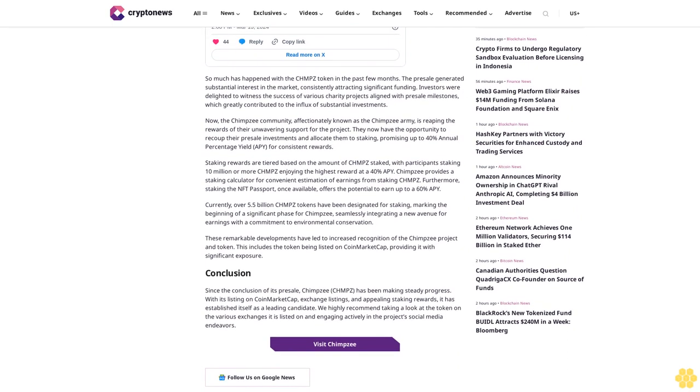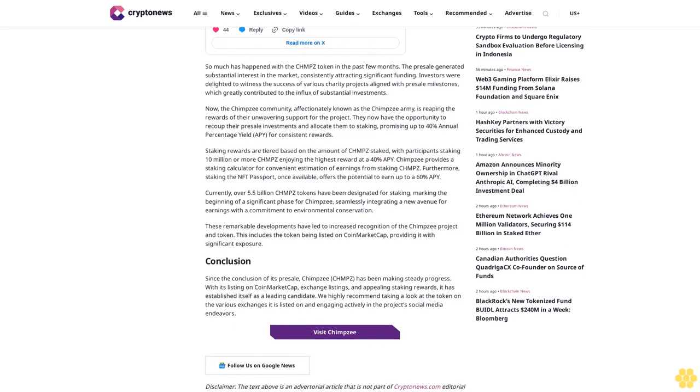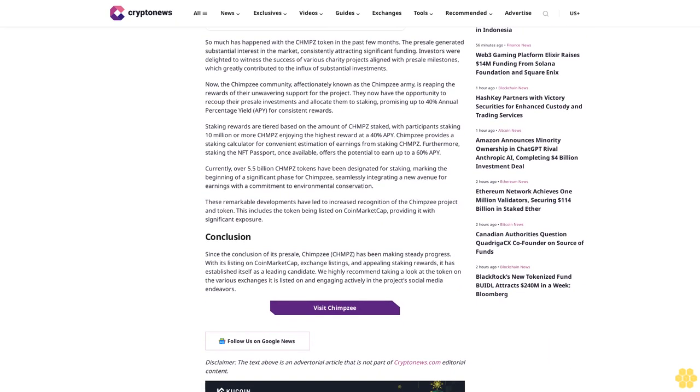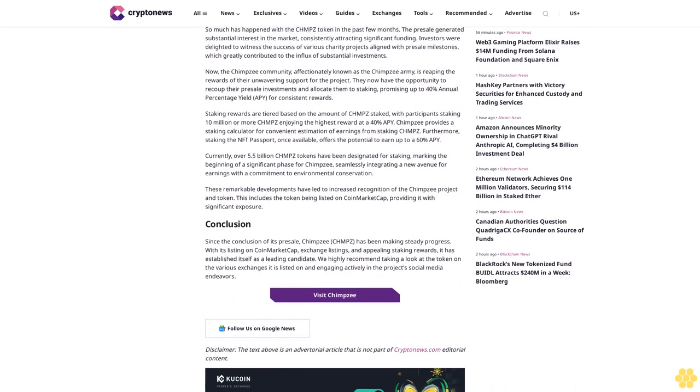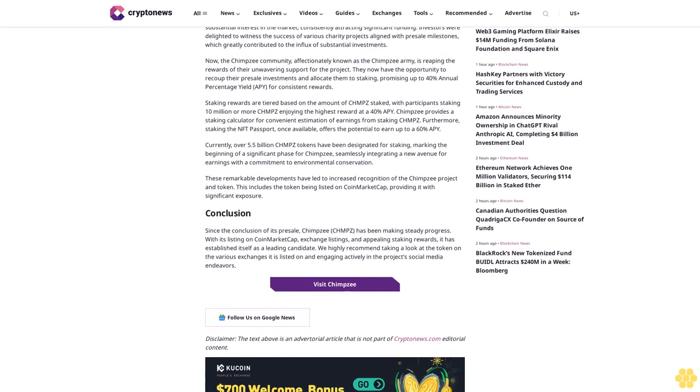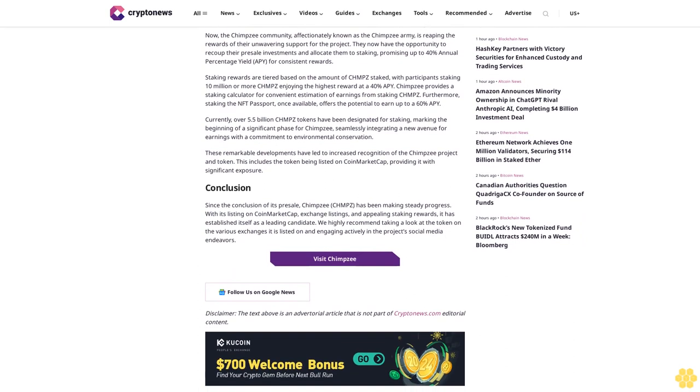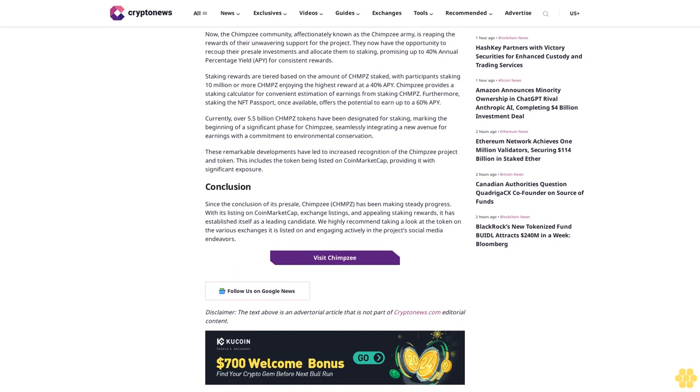They now have the opportunity to recoup their presale investments and allocate them to staking, promising up to 40% annual percentage yield, APY, for consistent rewards. Staking rewards are tiered based on the amount of CHMPZ staked, with participants staking 10 million or more CHMPZ enjoying the highest reward at a 40% APY. Chimpzee provides a staking calculator for convenient estimation of earnings from staking CHMPZ. Furthermore, staking the NFT passport once available offers the potential to earn up to a 60% APY.